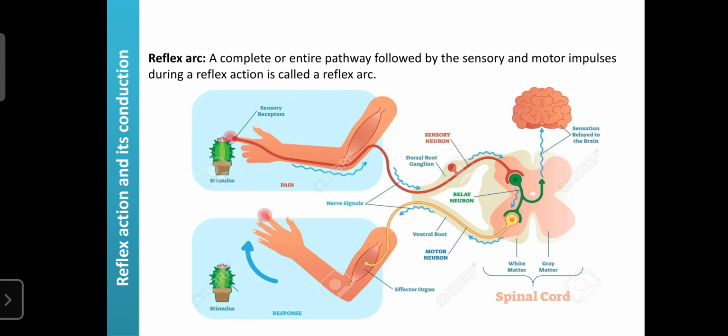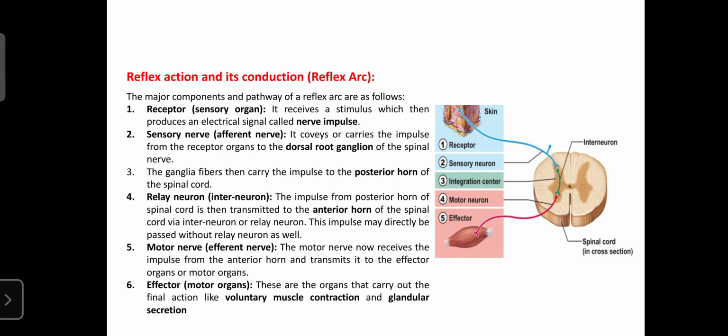So next is the reflex arc. The complete or entire pathway followed by the sensory and motor impulses during a reflex action is called the reflex arc. It is the pathway that conveys the message between sensory and motor neurons. That entire pathway is known as a reflex arc, whether it is a polysynaptic or a monosynaptic reflex. Now we can study the components of the reflex action, its conduction, or the reflex arc.